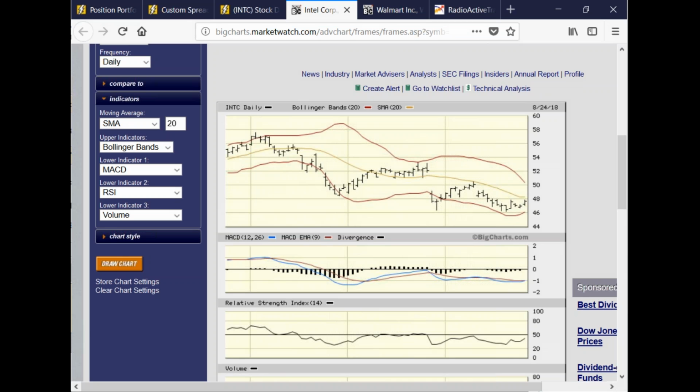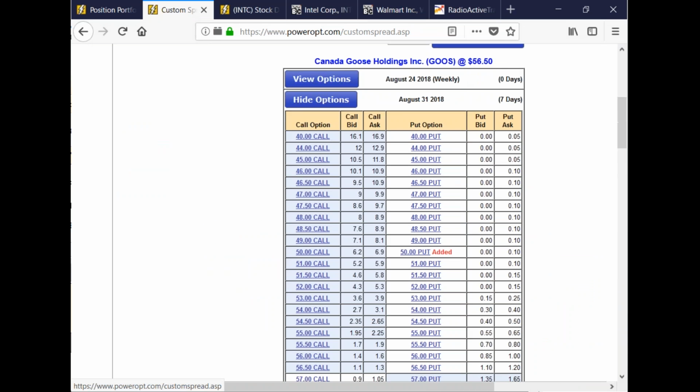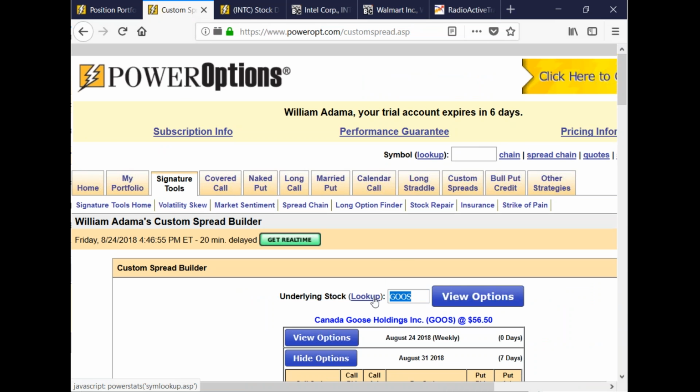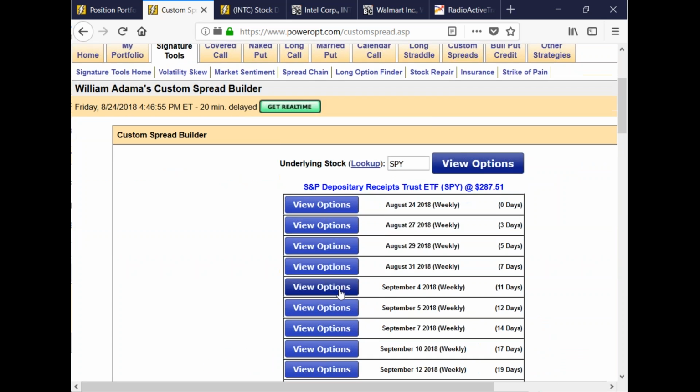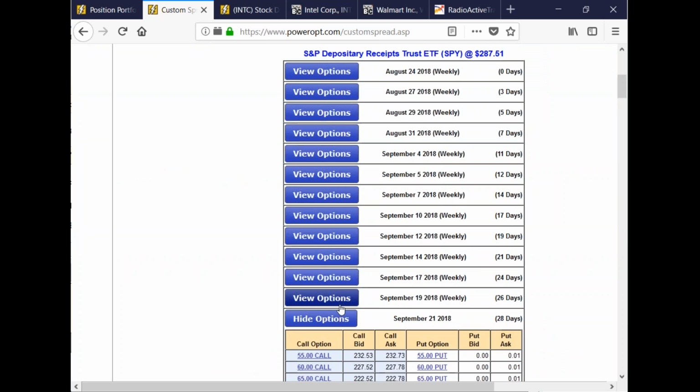Once I get my, there we go. Let's go back to the custom spread tool. Let's change this out now to SPY. So if I did an in-the-money strangle on SPY right now, what Fernando's sort of talking about, I go out to, let's just keep it September 21st, standard expiration.